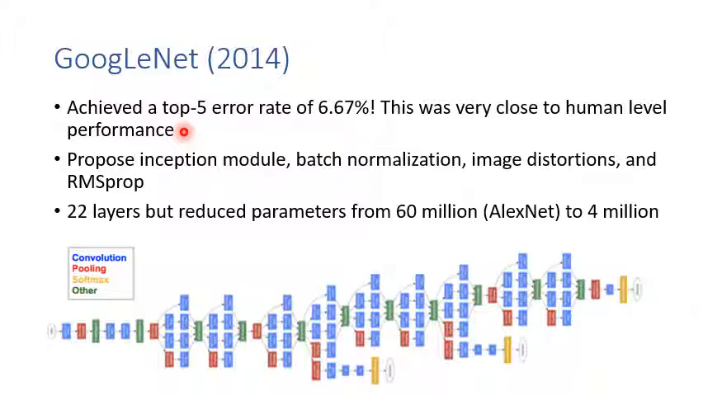GoogleNet proposed many new ideas, including the inception module, which has multiple branches inside one module, batch normalization, image distortion, and the RMSProp optimization algorithm. It has 22 layers but reduced the parameter size from the 60 million of AlexNet to only 4 million. So the network is deeper than AlexNet but has fewer parameters, which makes it easier to train.